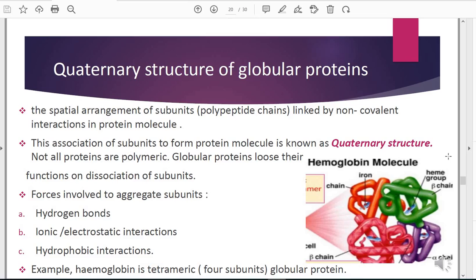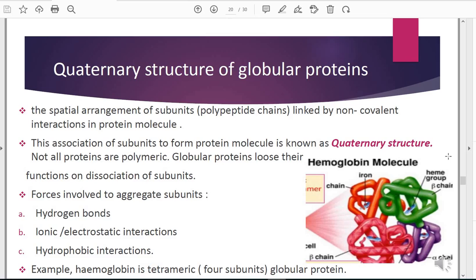The association of the subunits is called the quaternary structure, and not all proteins are polymeric. يعني ممكن بروتين يبقى just a polypeptide chain, just alpha helix or beta pleated sheets, just tertiary structure forming a motif or domain, مش كلهم forming quaternary structure. On dissociation of these subunits, the function will be lost. يعني لو أنا جبت hemoglobin molecule عملت dissociation للفور subunits بتاعته, its function will be lost.